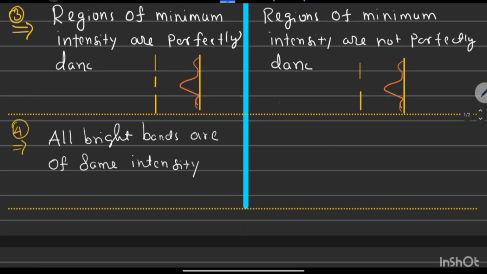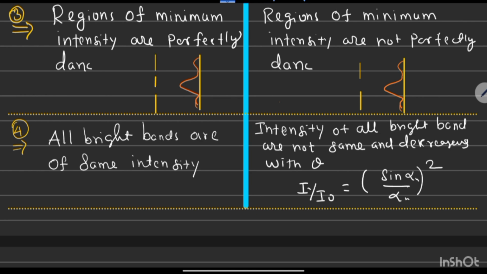And as a last point, all bright bands are of the same intensity in interference, whereas in diffraction, the intensity of the second order maxima with respect to the central maxima follows this relation, where alpha is a function of theta. So when you increase theta, meaning when you go away from the central maximum, theta increases. If theta increases, alpha increases. So this alpha comes in the denominator. When you increase theta, the second order maxima with respect to the central maxima keep on decreasing.